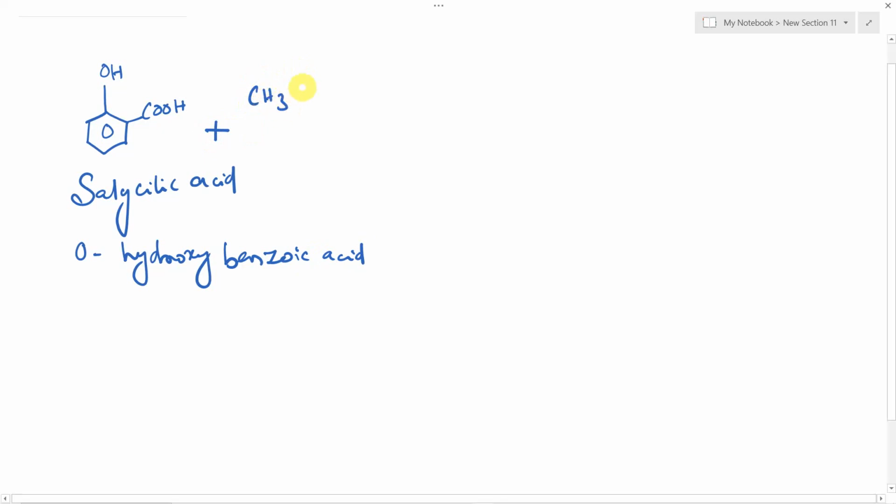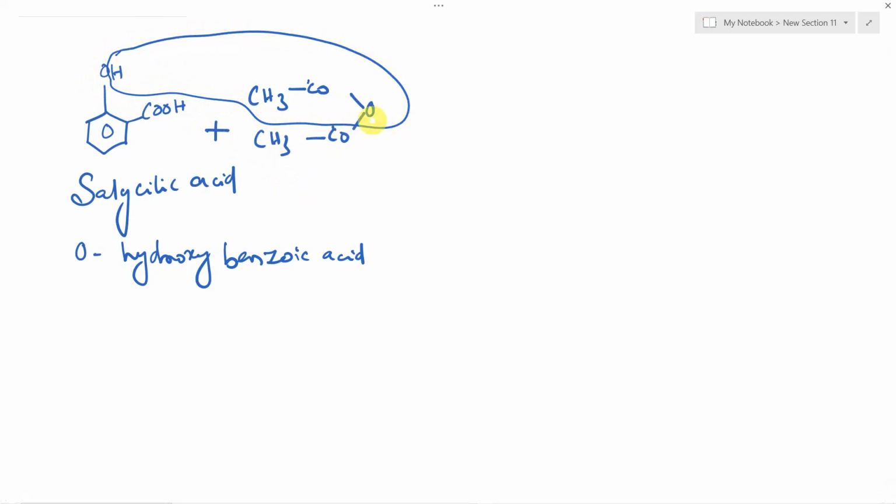CH3, CO, CH3, CO, this is acetic anhydride, right? So what happened here? This hydrogen will leave along with a CH3CO group and form a CH3COOH.